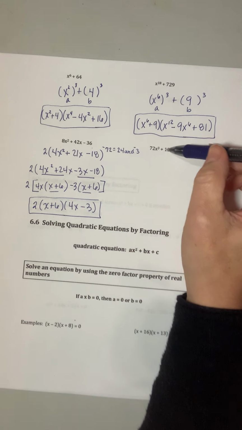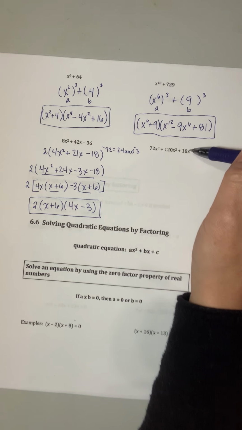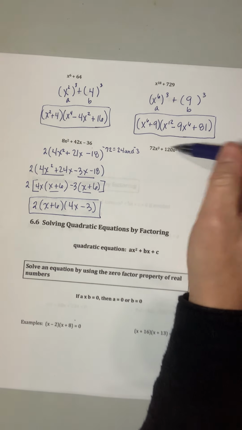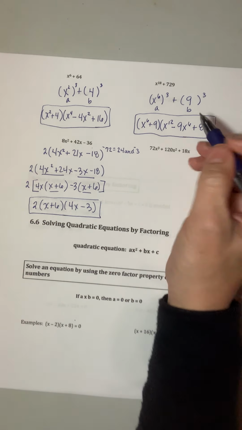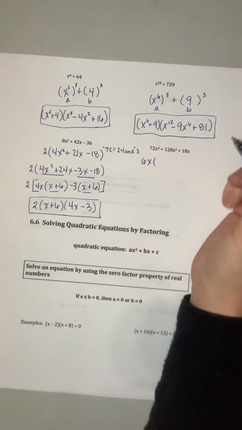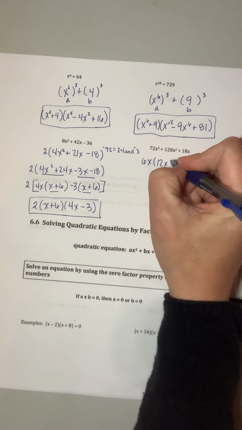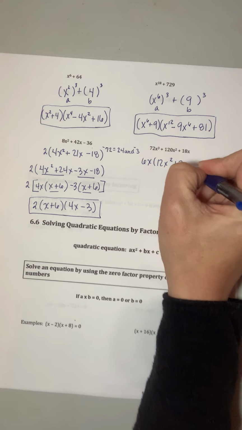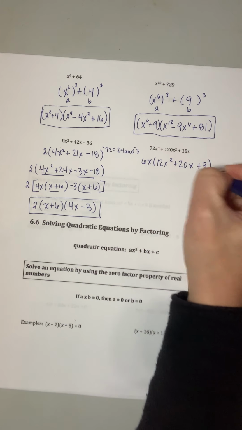Okay, same situation here. We have 3. It's going to be hard to do trial and error or to factor it as is. So let's make these numbers smaller by pulling something out that they have in common. And they have a 6x in common, leaving us with 12x squared plus 20x plus 3.